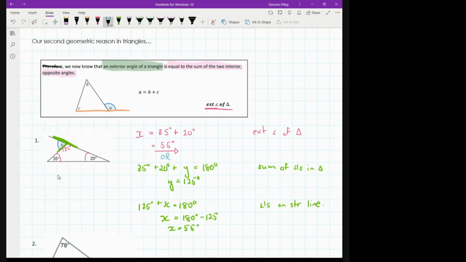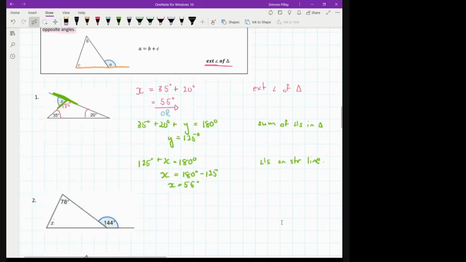Think of other ways you can use your tools to get what you need to get done. So that was the first one.